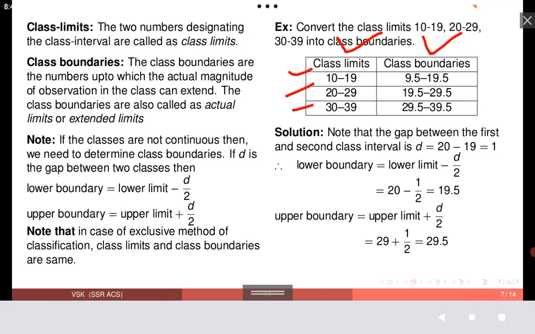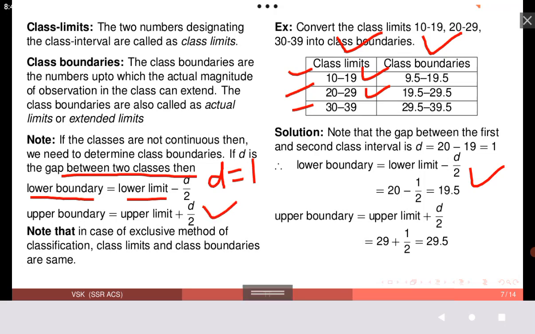If the classes are not continuous, then we need to determine class boundaries. If D is the gap between two classes, what is the gap between these two? You can see there is a gap between 19 and 20, so D is equal to 1 in this case. So how will we find the lower boundary? Lower boundary is lower limit minus D by 2. So in this case, it will be 10 minus 1 by 2. We will understand this with an example. How will the upper boundary be found? Upper boundary is upper limit plus D by 2.